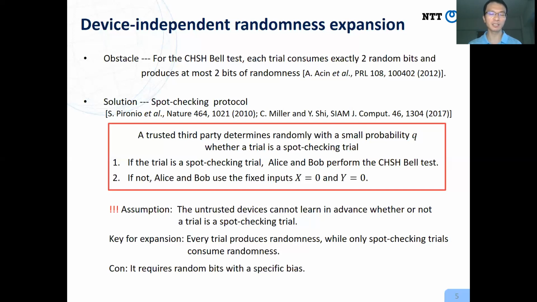The weakness of this protocol is that for spot-checking, Alice and Bob need to use non-uniform bits with a specific bias. However, in practice, it is not easy to access a source of non-uniform bits with a specific bias.